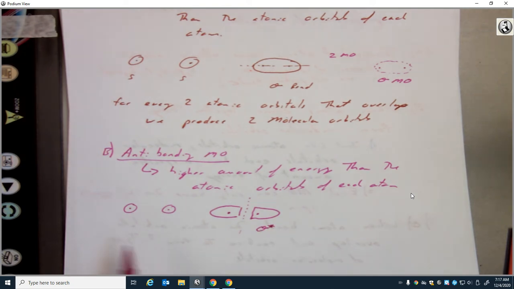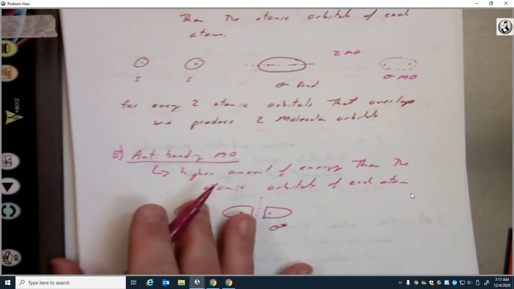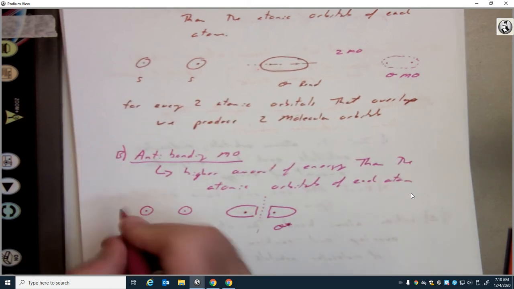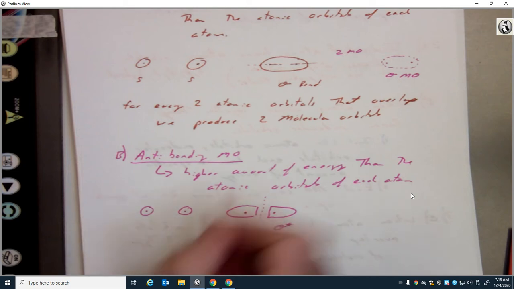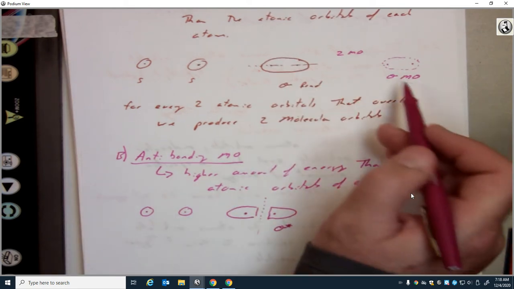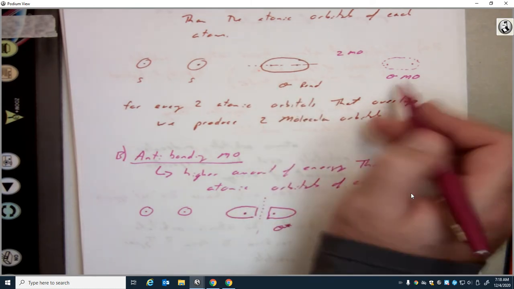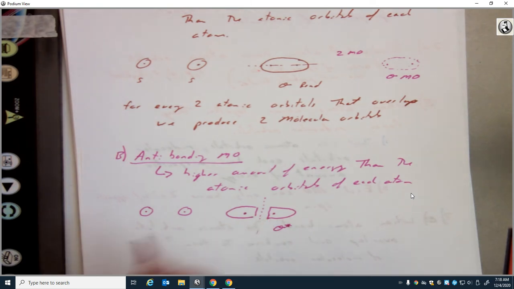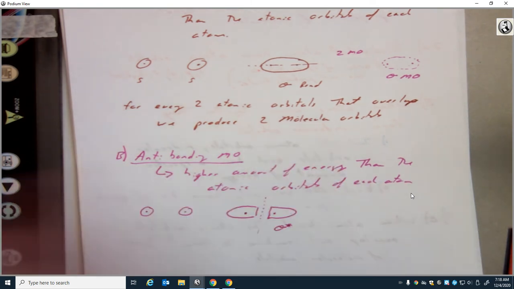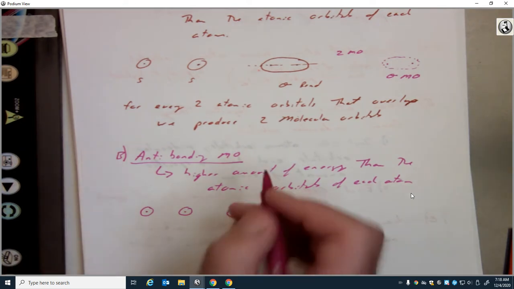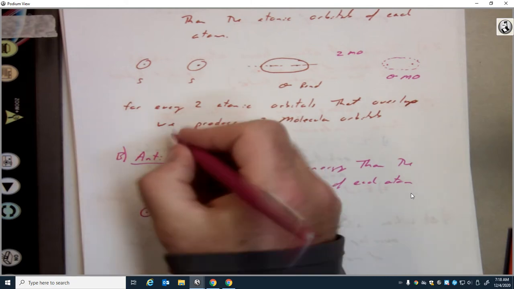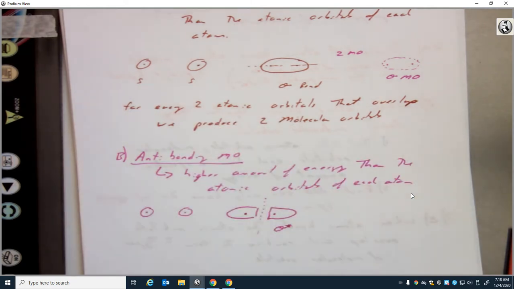So 2 orbitals are formed when we overlap. We get a sigma MO, which looks like this, and we get an anti-sigma that looks like this. All right, what about P's? Well, remember, our P orbitals overlap, and I'll put that here.